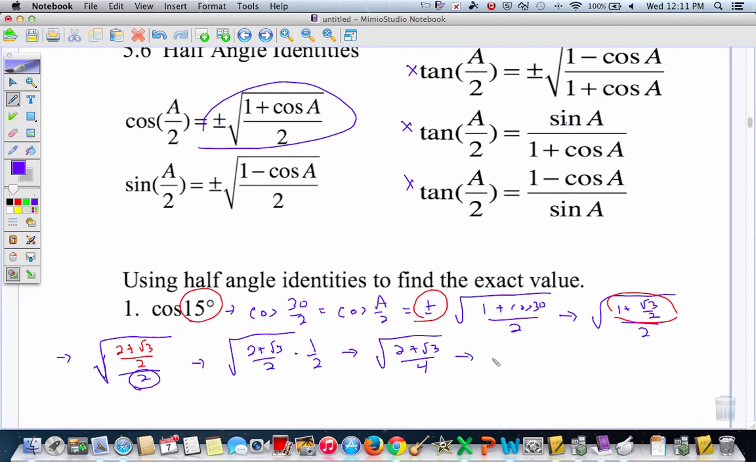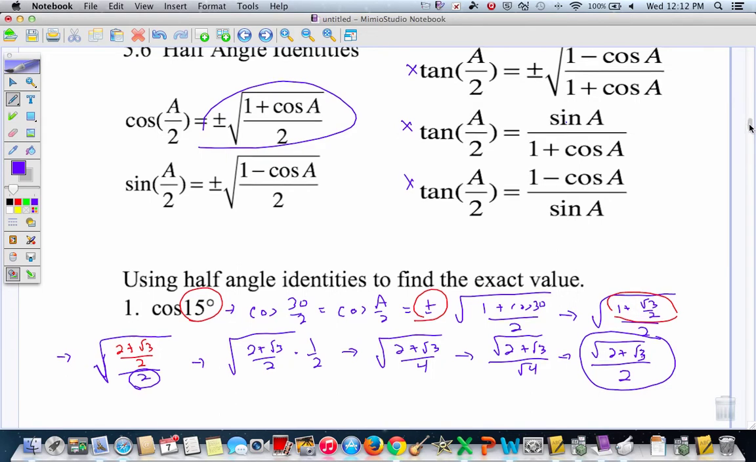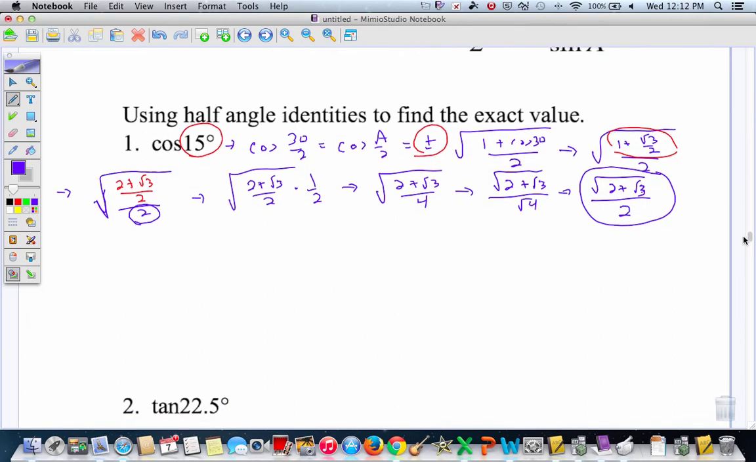And now we have a little bit of simplifying we can do. I'm going to write those as separate radicals: the square root of 2 plus the square root of 3, over the square root of 4, because we all should know that the square root of 4 simplifies down to 2. So there is our exact version of the cosine of 15 degrees by using our half angle. Much like we've done with the previous ones, we use the actual identity itself, plug in the values, and then we simplify with what we can do.